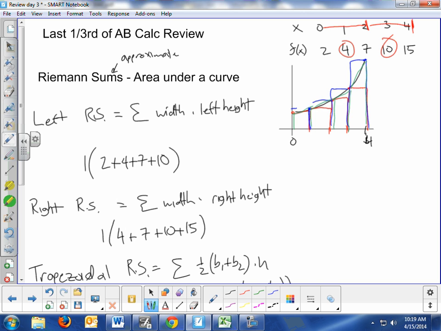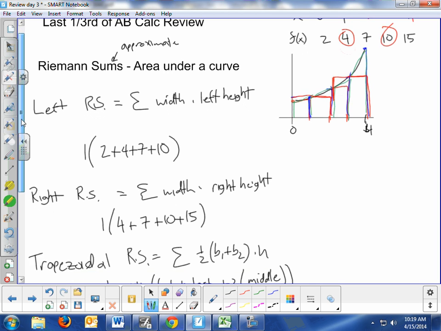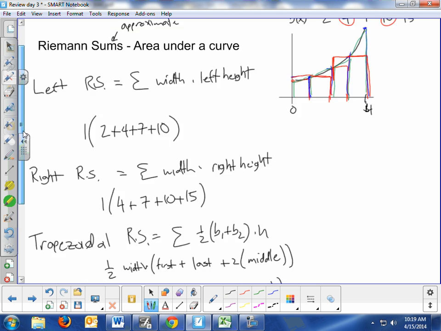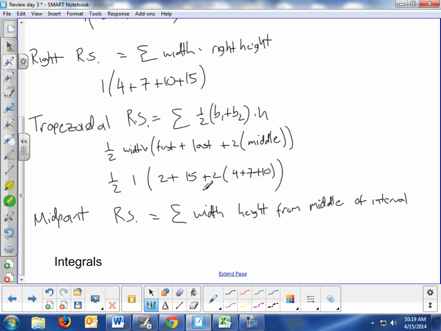So you'd end up with just, see if I can show that quick. It's a little crowded here. You just end up with 2 rectangles, but through the middle height. You can kind of see that. So that would be 2 times 4 plus 2 times 10, or 2 times 4 plus 10.